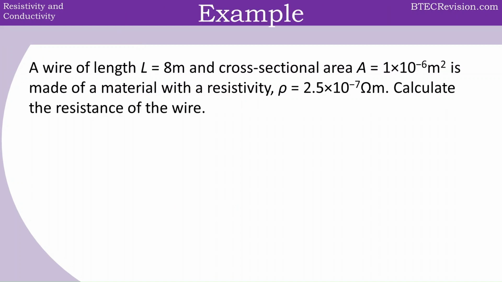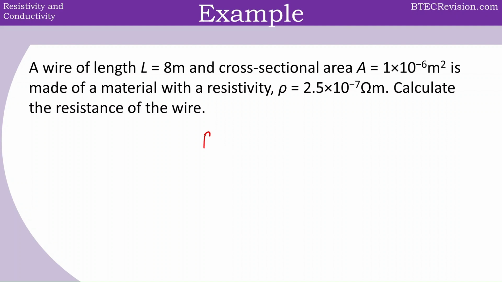Now, let's look at an example. A wire of length L equals 8 meters and a cross-section area A equals 1 times 10 to the power of minus 6 meters squared is made of a material with resistivity rho equals 2.5 times 10 to the power of minus 7 ohm meters. Calculate the resistance of the wire.